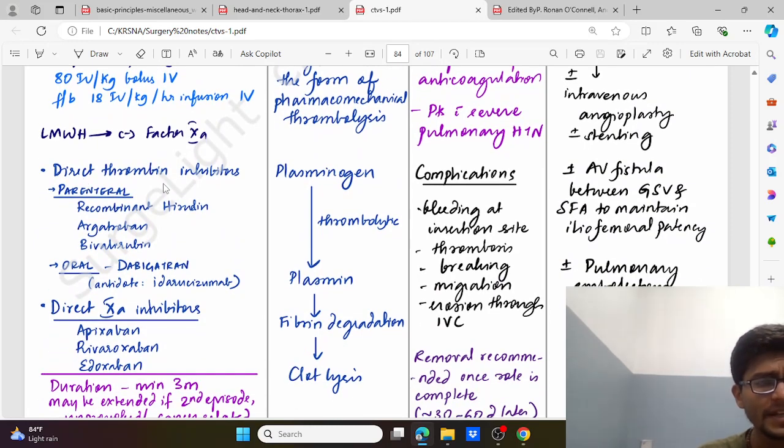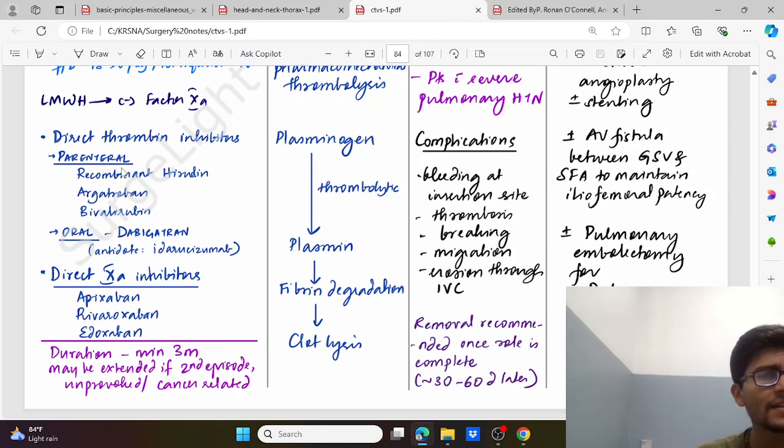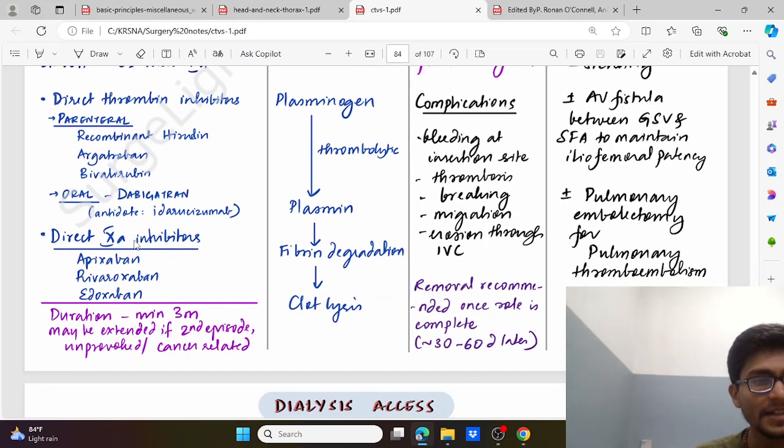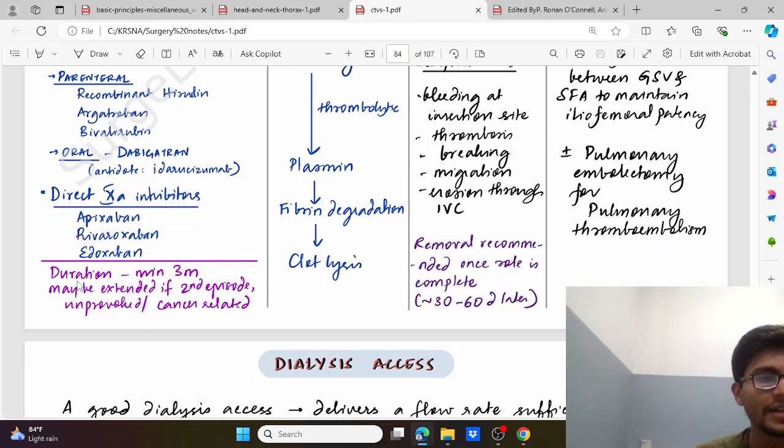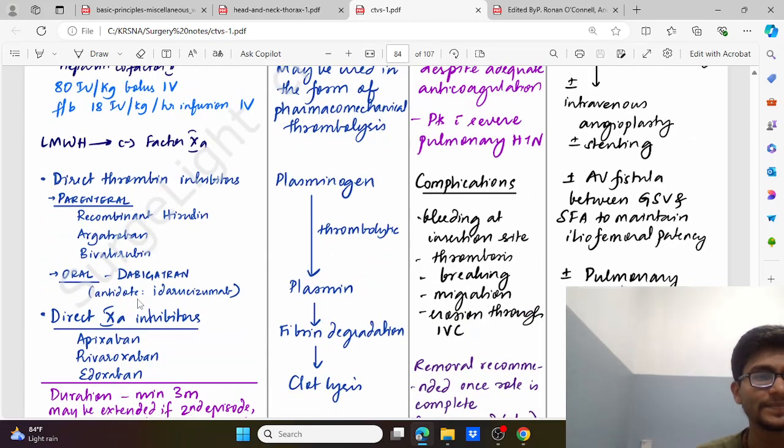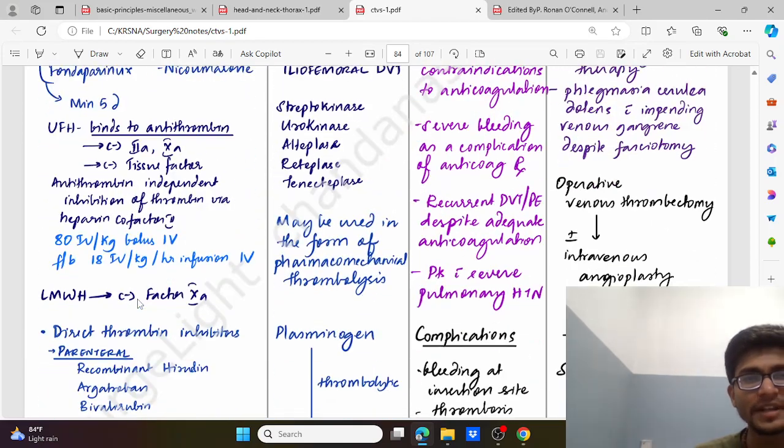Then direct thrombin inhibitor, that is parenteral, which is recombinant hirudin, argatroban or bivalirudin, oral which is dabigatran, and the antidote for dabigatran is idarucizumab. Direct 10A inhibitors, that is apixaban, rivaroxaban and edoxaban. Duration of action here is minimum 3 months and may be extended if second episode of unprovoked or cancer related case is there. This is for direct thrombin inhibitor.